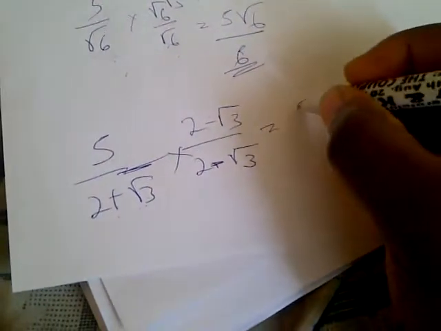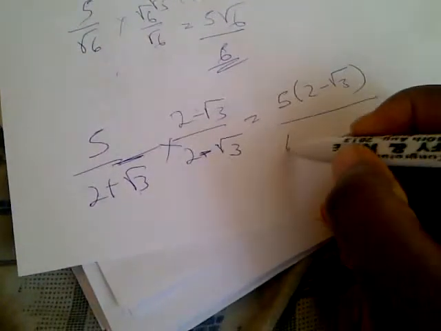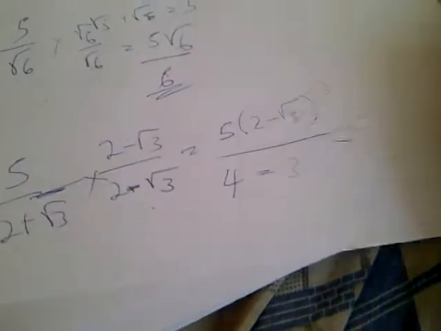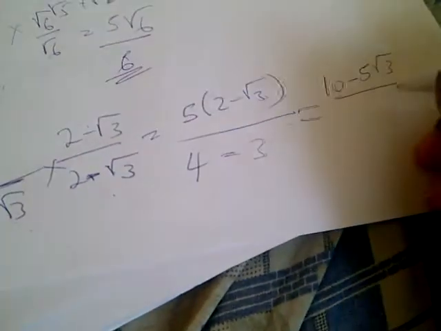So this is the same thing as 5 into (2 minus root 3) over 2 times 2 is 4 minus root 3 times root 3 is 3. Now it's going to give you 5 times 2 is 10 minus 5 root 3 over 1, which is 10 minus 5 root 3.